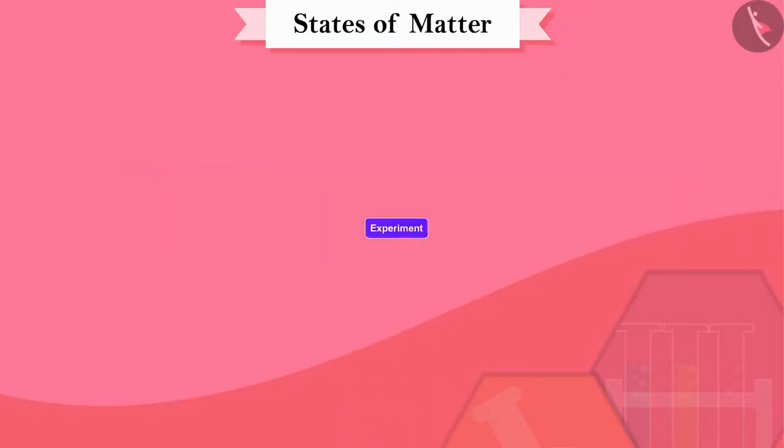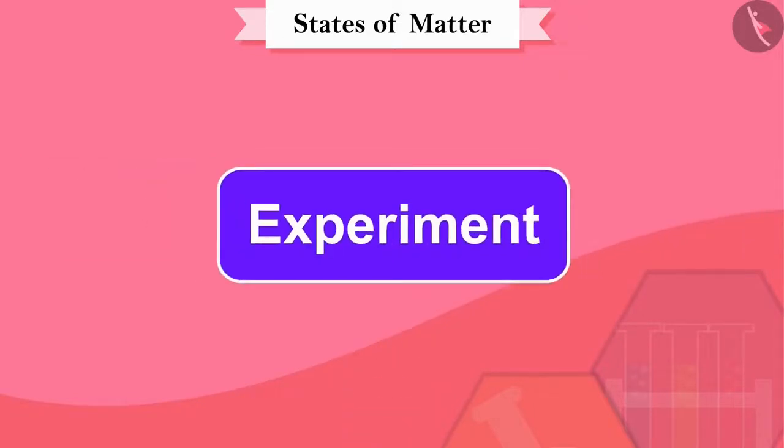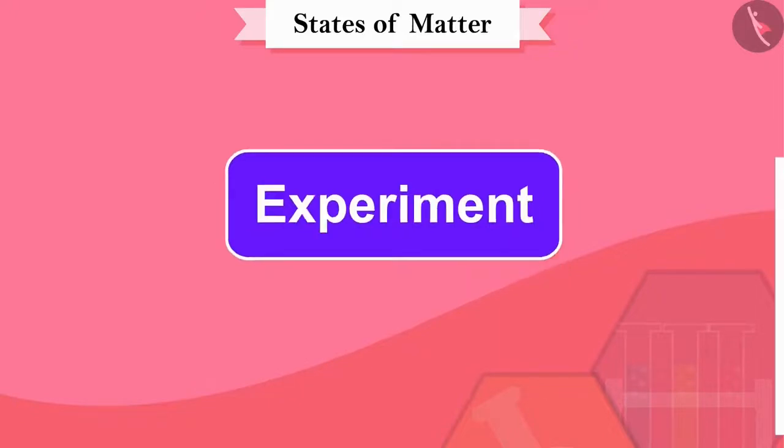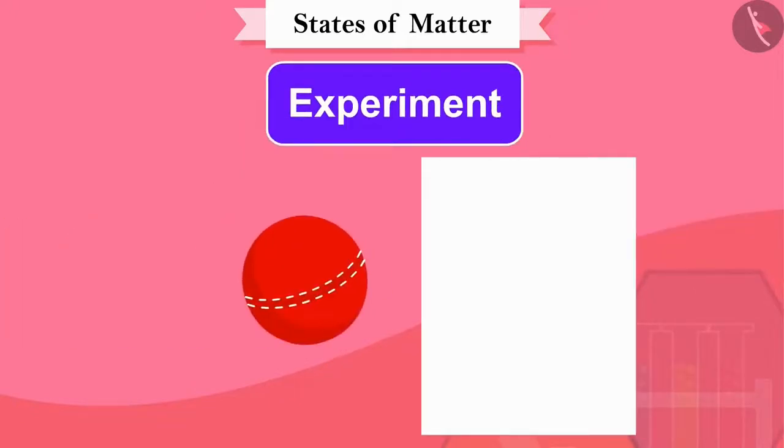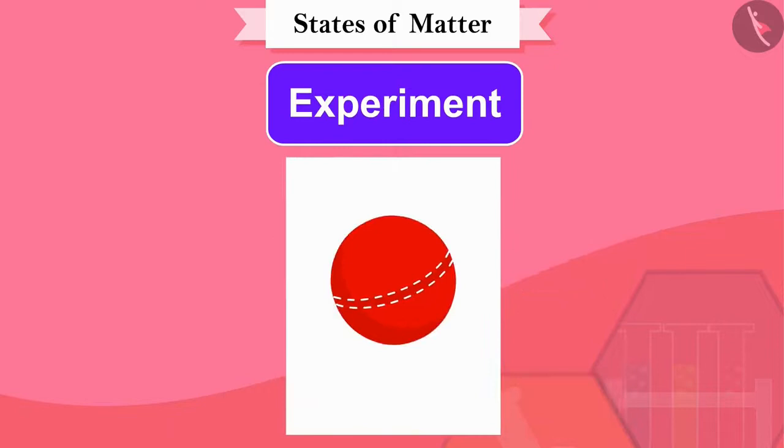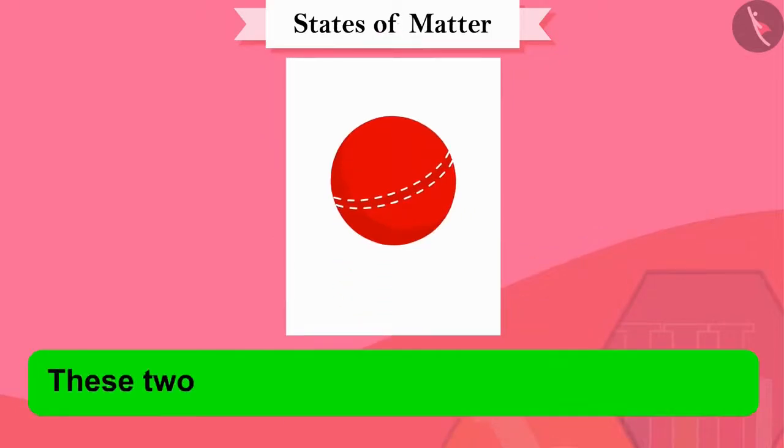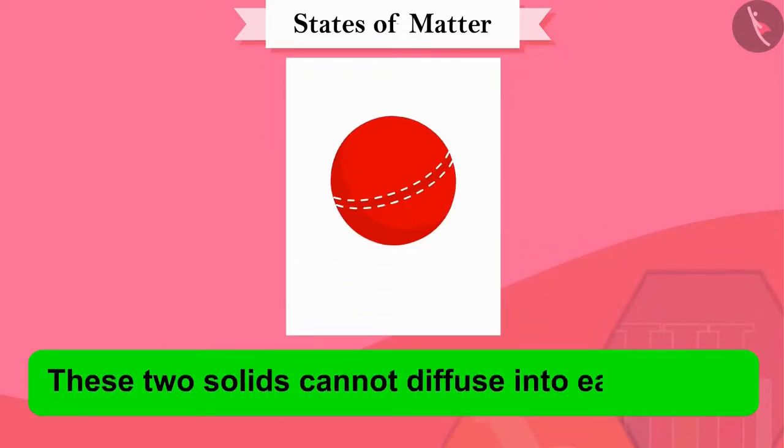Let's find this out through a fun experiment. For this experiment, we will need a paper and a ball. Now, try to mix this ball with the paper. What do you see? These two solids cannot diffuse into each other.